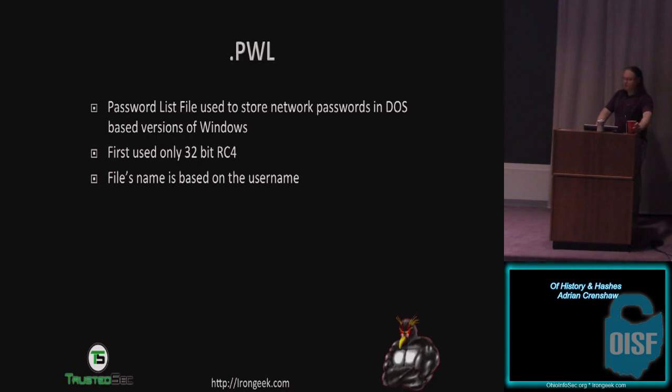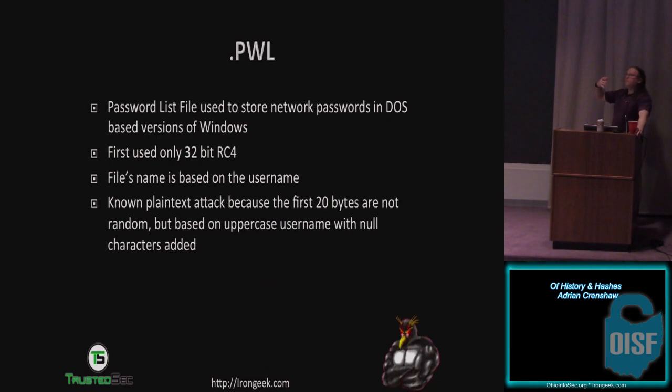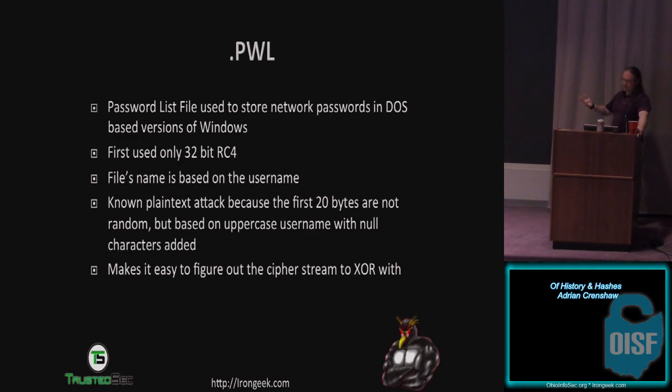The file's name is also based on the username, so you know whose passwords you're trying to crack. And this PWL file was used for storing network passwords, so you wouldn't have to enter them every time. But the problem was that you could do a known plaintext attack on these PWL files, because the first 20 bytes are not random. It's based on the uppercase username with some null characters added. And if you know what that is, and you're using something like a stream cipher, which is what RC4 is, you can quickly find out at least part of that key stream and be able to start decrypting the first 20 bytes of other lines in that particular file.